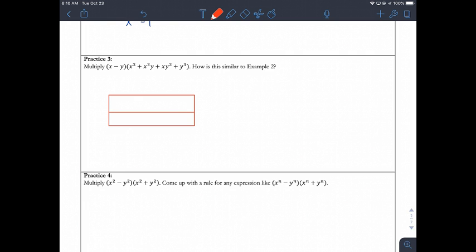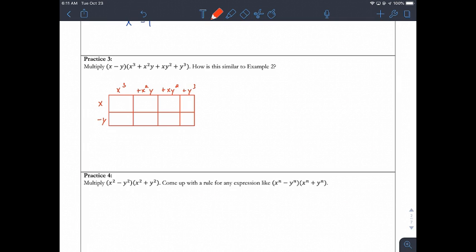Building a 2 by 4 box. Okay, we see we have our 2 by 4. We've got x minus y on the side, and we've got x cubed plus x squared y plus xy squared plus y cubed on the top.